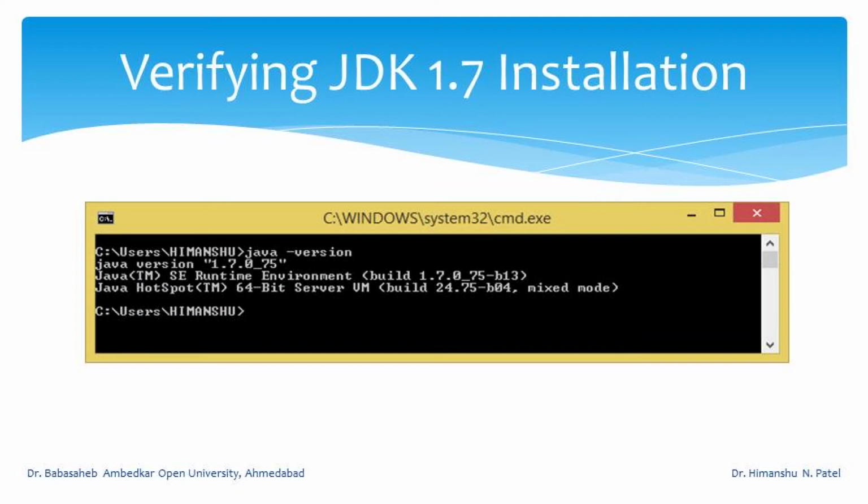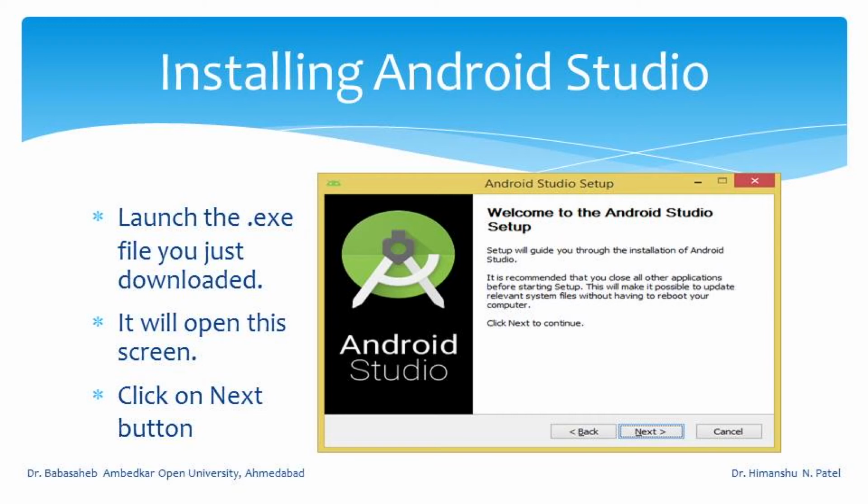Here you can see the Java version is 1.7.0, and 75th update is there. So, if this message is displayed properly, then it means your Java is installed successfully without any error. As we assume that you have already downloaded Android Studio, now we start installing Android Studio. So, again like Java, you have to execute this downloaded file, and when you launch this exe file, it will open this screen. It shows a welcome message for Android Studio setup.